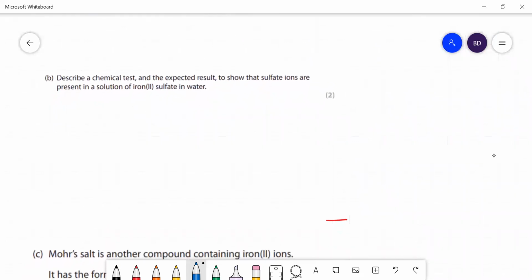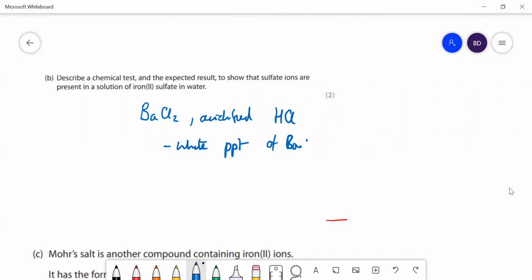Okay, describe a chemical test and the expected result to show that sulfate ions are present in a solution of iron 2 sulfate and water. You should add barium chloride, and it should be acidified, obviously not with sulfuric acid, but with hydrochloric acid or with nitric acid, and you'll get a white precipitate. If you've got any sulfate ions, you'll get a white precipitate of barium sulfate.